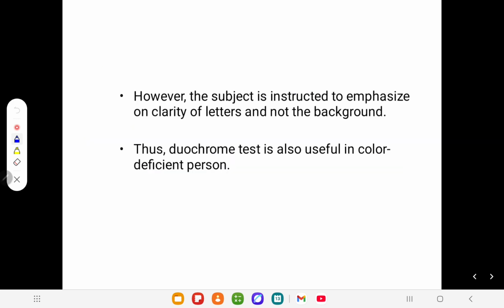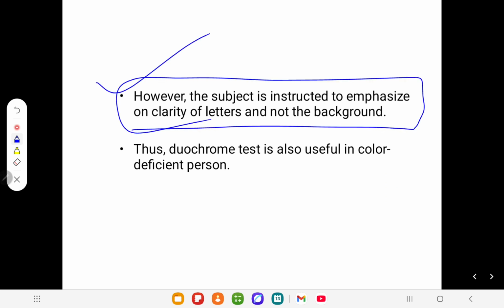However, the subject is to be emphasized on the clear letter and not the background. This is a crucial clinical point. Many optometrists are doing wrong practice. Even with students, I always say it's about the emphasis on the clarity of the letter, not the background, because with the background people get confused. It's about how clear the letters are and which background's letters are clearer. The letter should be clear, not the background.